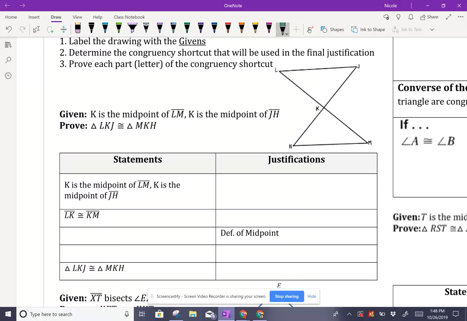We have K is the midpoint of LM. So I like to, as you know, go through and mark the stuff in my given. And of course, K is also the midpoint of JH. So we know those two pieces are congruent. This is all a part of my given. Remember, that's always your first justification. When a given talks about the midpoint, I know for a fact I'm going to use definition of midpoint. It is always going to happen. So looking at our first given statement, we have LK is congruent to KM, and we know that by definition of midpoint.